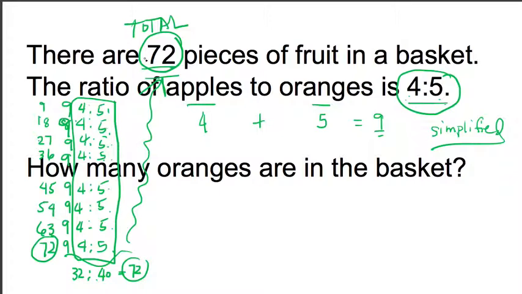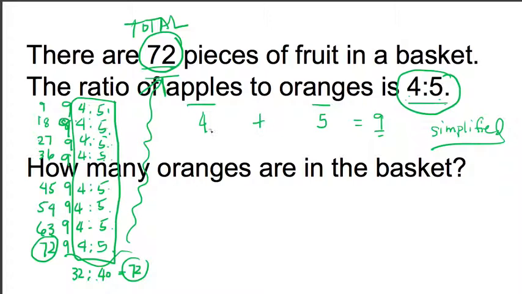What if I say there was 7,200 fruits? Are you going to do that until you reach 7,200? Of course not! Because you don't have a paper that long. No, just kidding. It will take a long time. So what is a shortcut?